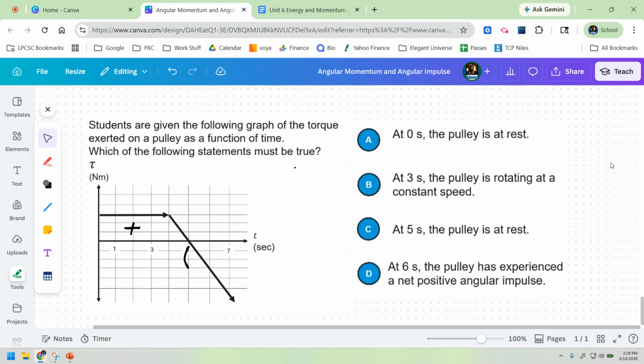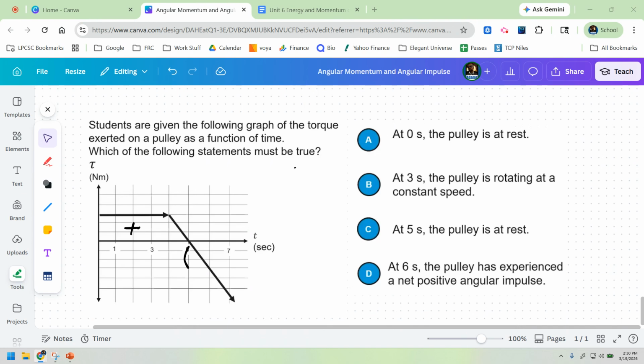All right. At 0 seconds, the pulley is at rest. Do you think that's true? No. Why do you say that? Because it has a torque. Yeah, the torque isn't starting at 0. But the truth is, the torque that's being applied is a constant, right? Well, let's find out what's true. So you're saying that's not true, right?